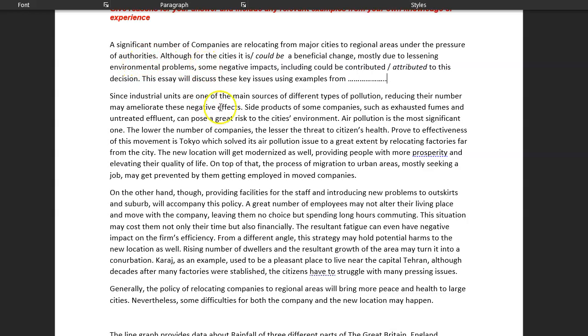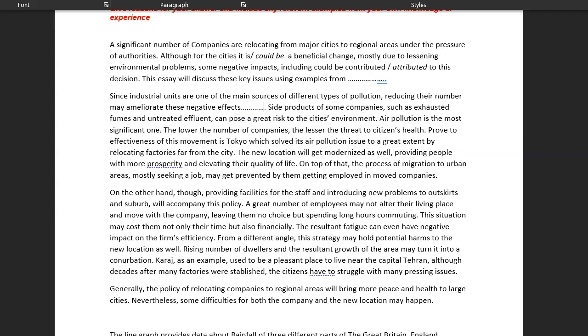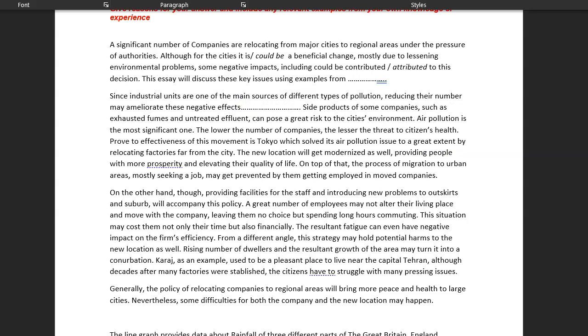You've mentioned environmental problems, so I would say the negative effects of pollution in cities. I think you have to explain what you mean here. Side products of some companies, such as exhaust fumes and untreated effluent, could pose a great risk to cities' environment. Good. Additionally, air pollution is a significant issue, and then full stop. So, and additionally, so join this together because that's very short, that sentence there. The lower the number of companies, the less of the threat to citizens' health. Good.